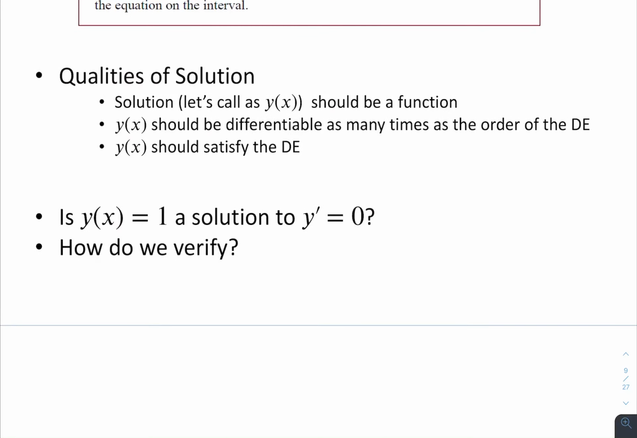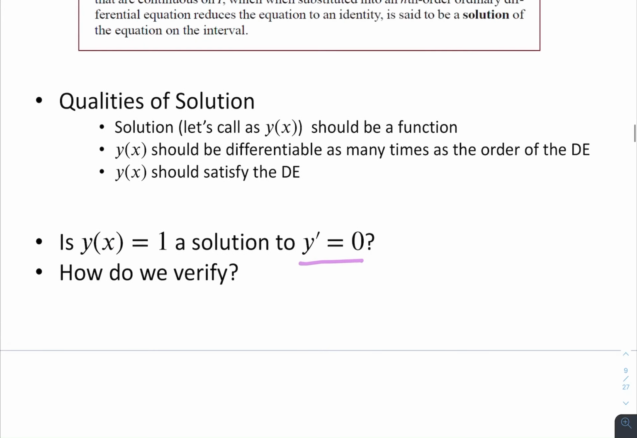Is y(x) = 1 a solution to the differential equation y prime equals 0? But before I go any further, let me ask you this. Is this a differential equation? It looks very simple. Yes, it is a differential equation because it's an equation involving derivatives. So how do I verify whether this is a solution or not? Very simple. First of all, let's take a look if the function satisfies all three things we mentioned.